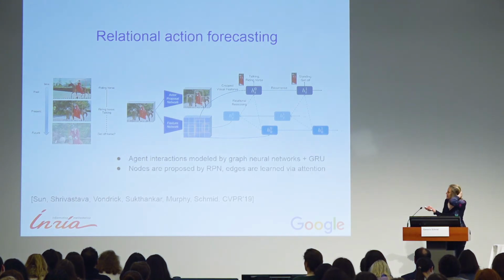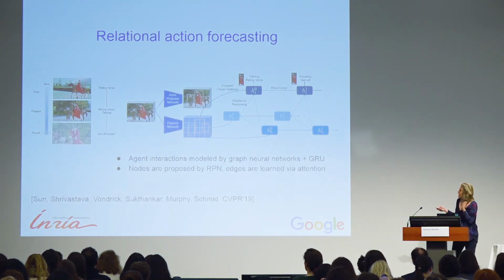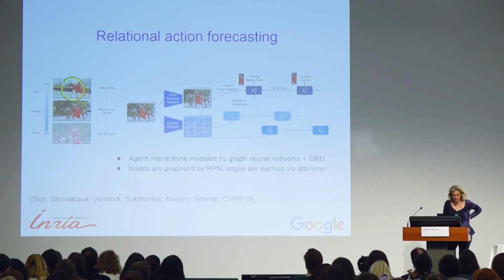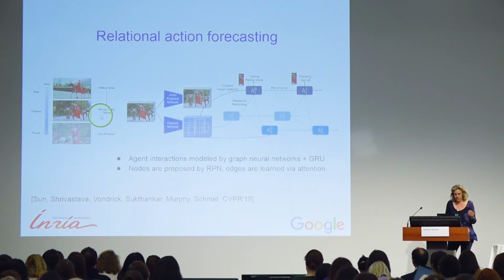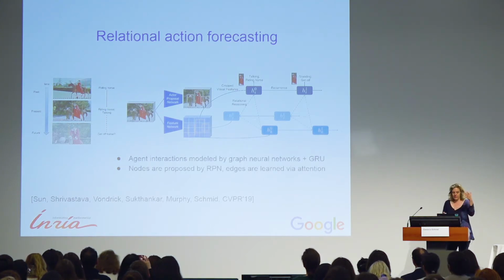And so here, what you have is the past, the present, and the future. You have the past and the present, and what you want to predict is the future, right? So for example, here she's riding a horse, then she's riding a horse and talking, and then the next thing, because the guy is holding the horse, is that she's getting off the horse, right? And so what's the model we're using here?